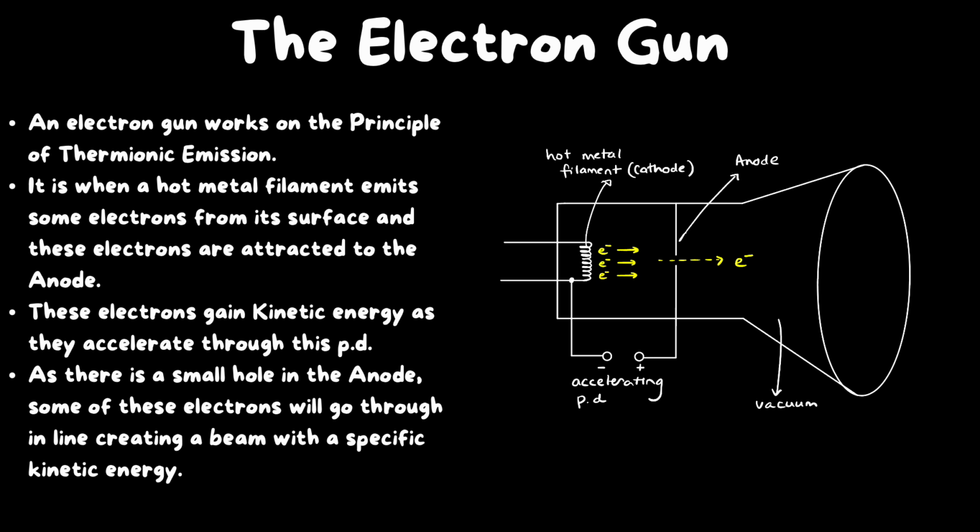So we have this setup where there's a hot filament of the metal that's connected to the negative terminal of the source, and therefore it is called the cathode. Now, when this filament gets hot enough, some electrons from the surface will be emitted, and these electrons, being negatively charged, will be attracted and accelerate towards this positive anode, and if there is a little hole, the electrons with specific velocities will pass through and go towards the vacuum.